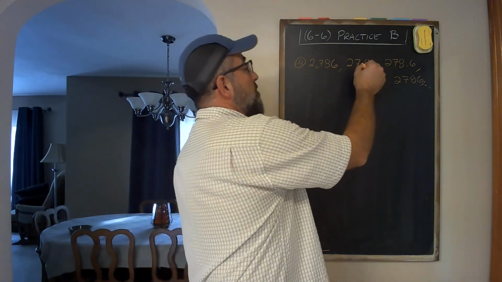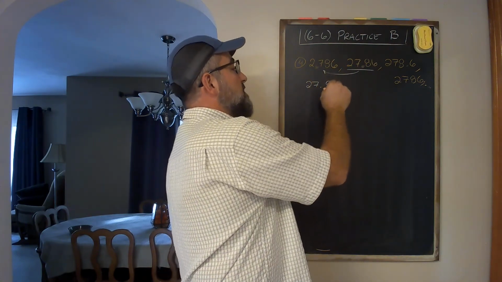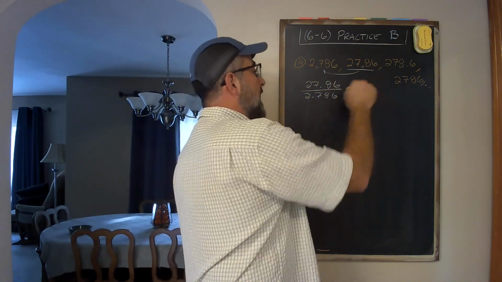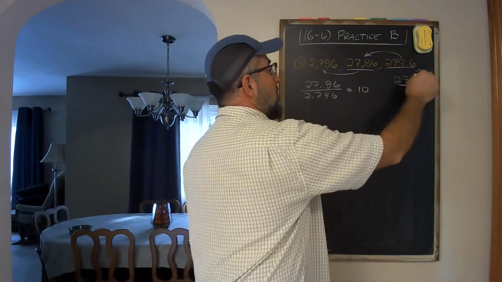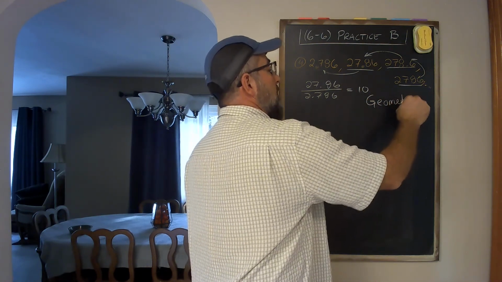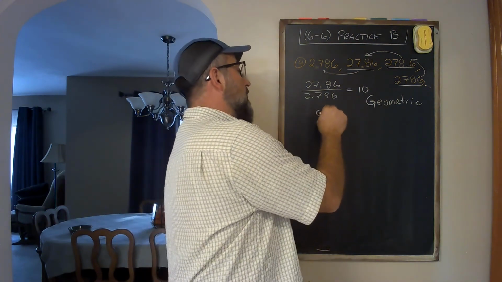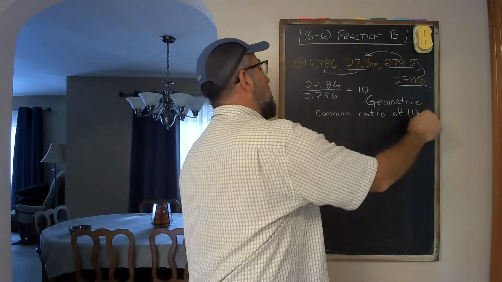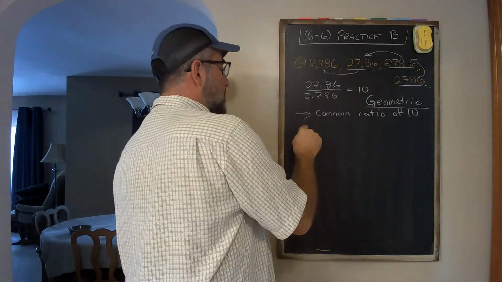Well, if you take any term divided by its previous term, 27.86 divided by 2.786, you're going to get 10. If you take this one divided by that one, you're going to get 10. If you take this one divided by that one, you're going to get 10, which is telling us it's geometric. That's what's going on in number 4. And our reasoning is that there's a common ratio of 10. So it's geometric, and this is why. So let's take a look at number 5.